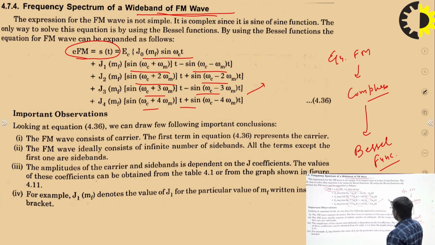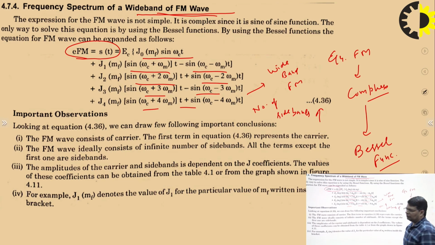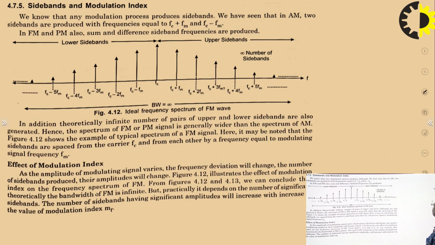Okay, so in the wideband FM, we have a number of sidebands. Ideally, the number of sidebands in the wideband FM is infinite, but practically the number of sidebands is very high. So, the equation for the wideband FM can be represented through Bessel functions. Now, this is the spectrum for wideband FM.